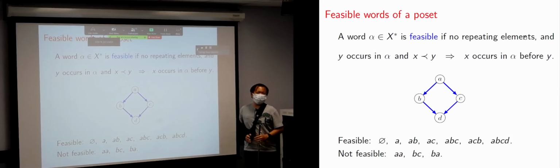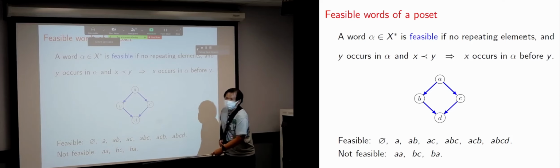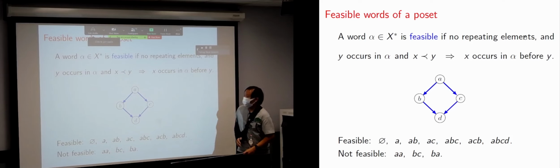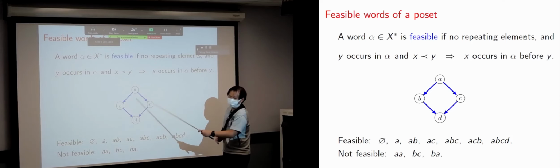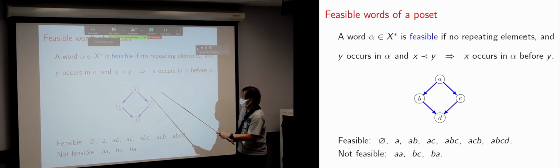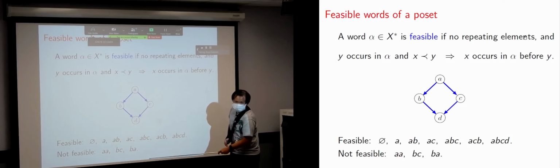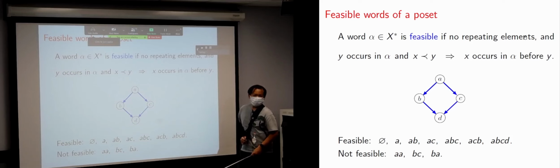The way I think about it is like with my sister: if I get a present, then my sister must get a present, and not only that, she must get a bigger present. For example, the word BC is not feasible. Why? Because remember, A is less than B, so A is very jealous. If you have a word with B and C, A must also appear in the word. So this is not feasible.